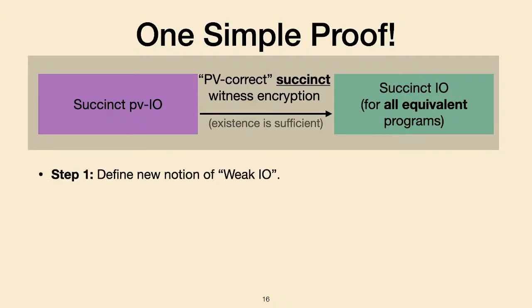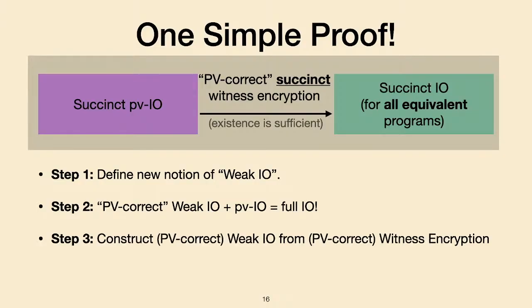So the first thing I'll do is define this new notion of weak I/O, which is actually just going to be a rephrasing of witness encryption, but I think it makes the proof easier to follow. Step 2, I'll show that a PV correct weak I/O plus PVIO equal full I/O. So I can boost. And finally, I'll convince you that weak I/O can actually be constructed from witness encryption.